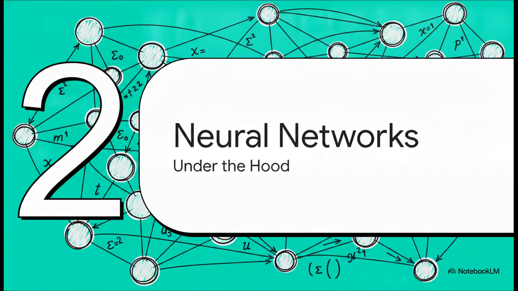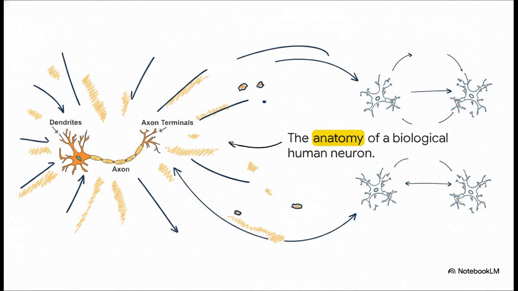Moving on to Section 2, Inside Artificial Neural Networks. Let's go a level deeper and see exactly what makes deep learning function mathematically. To really wrap our heads around artificial networks, we actually need to look at the human brain first. Think about a biological neuron. It's got these dendrites that catch incoming inputs from other neurons. If those signals are strong enough, bam, the neuron fires an electric signal down its axon, passing it along to the next set of neurons. It's basically an intricate biological relay race.